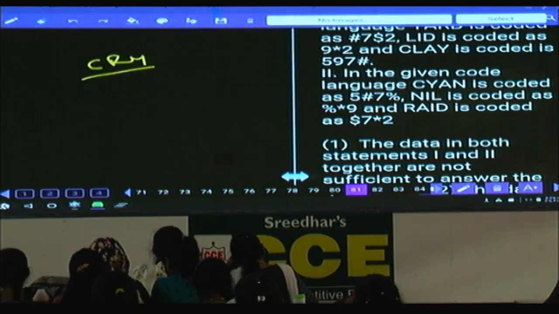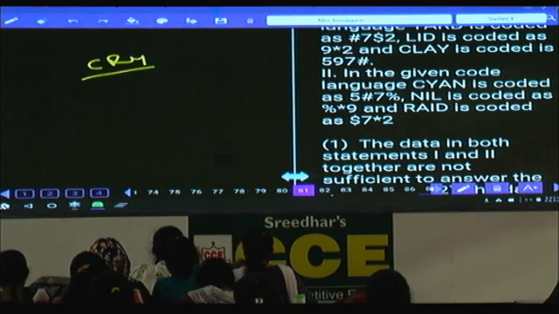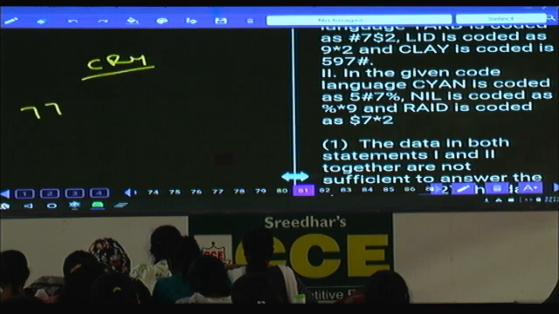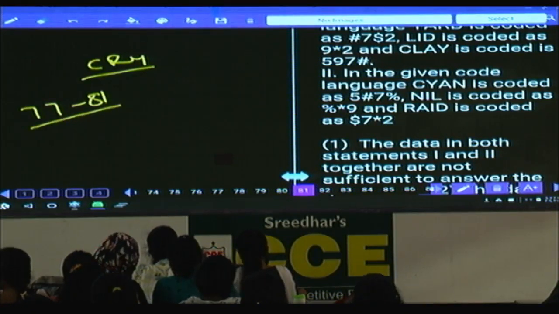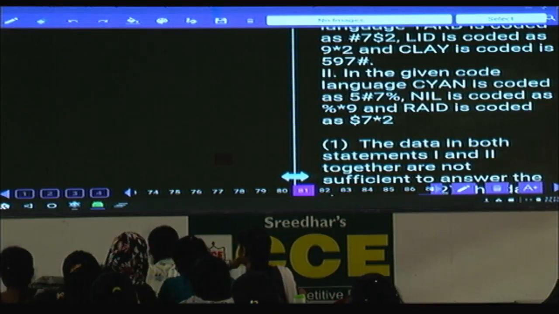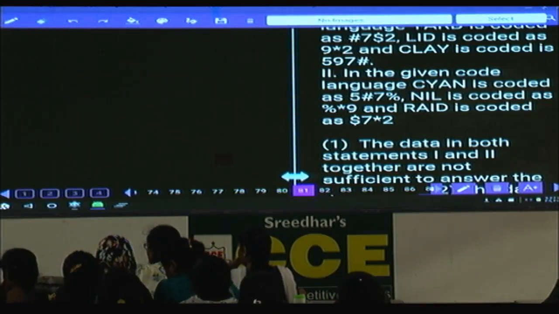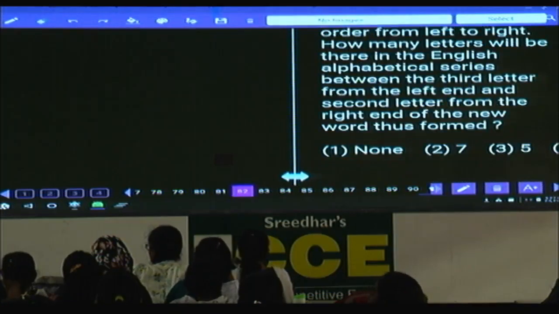Done with this, we have done with this 81. Then after this 81, what are the questions we have left over? 77 to 81, please make it a note. If you have some time, we can get back to this once again. Then question number 82 onwards.